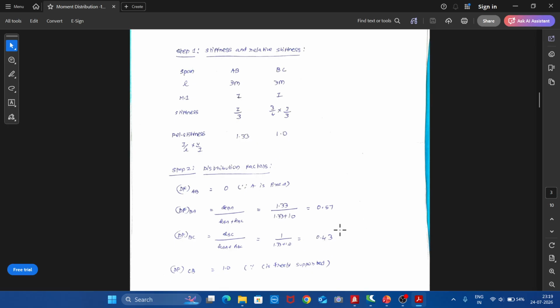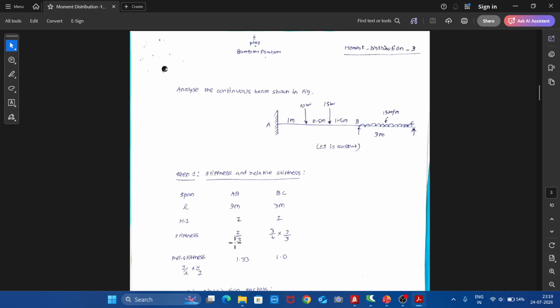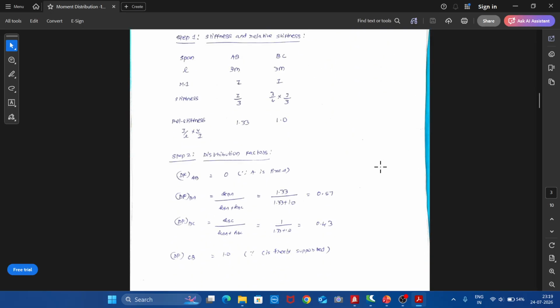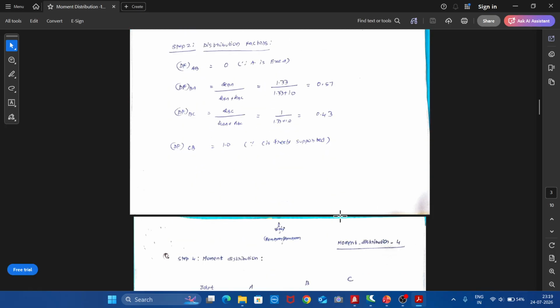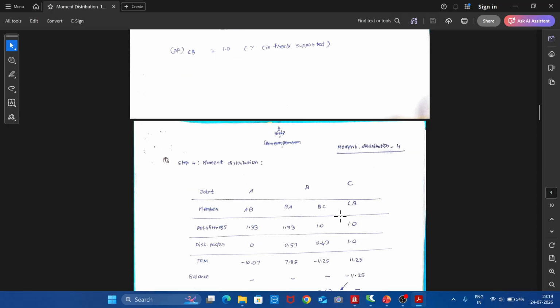And it should be remembered that at any support other than a fixed support, the sum of distribution factors will be 1. So if you add these two, 0.57 plus 0.43, you will be getting 1. Then DFCB equals 1. So the distribution factor for CB, since C is a freely supported end, is 1 for freely supported ends. Then we need to do the moment distribution.